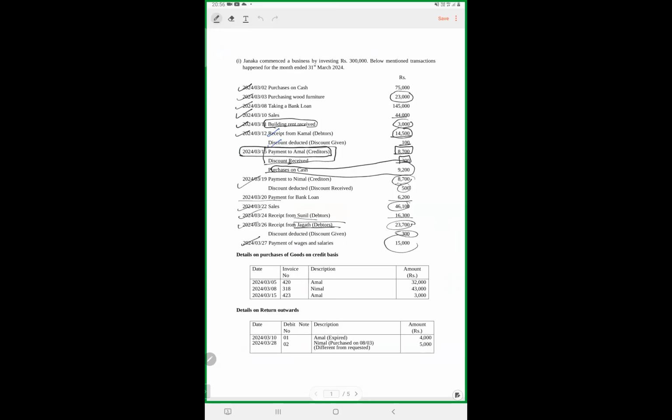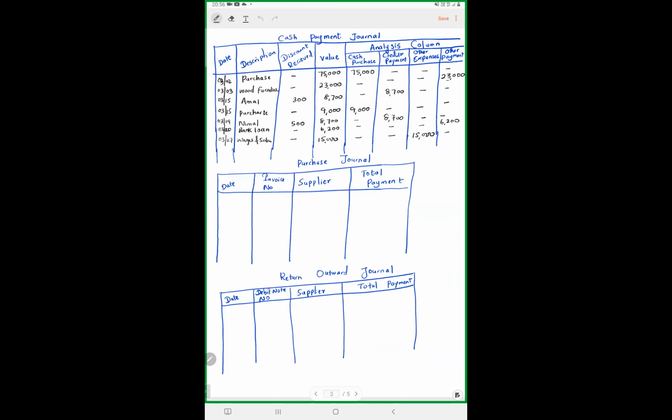And the next one, details on purchase of goods on credit basis. On credit basis, so it means Janaka has purchased goods on credit. Clear? Therefore, we cannot include this transaction in the cash payment journal, because we are purchasing the item on credit basis. Then what is the prime entry book we can use here? Purchase journal. You remember, yesterday we discussed.